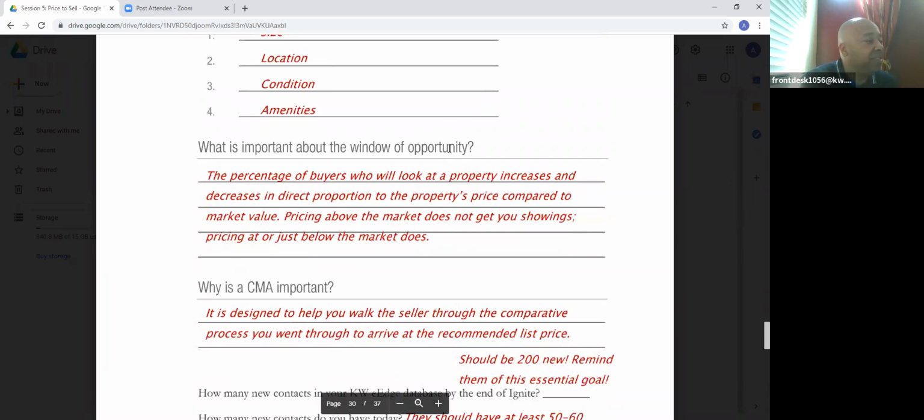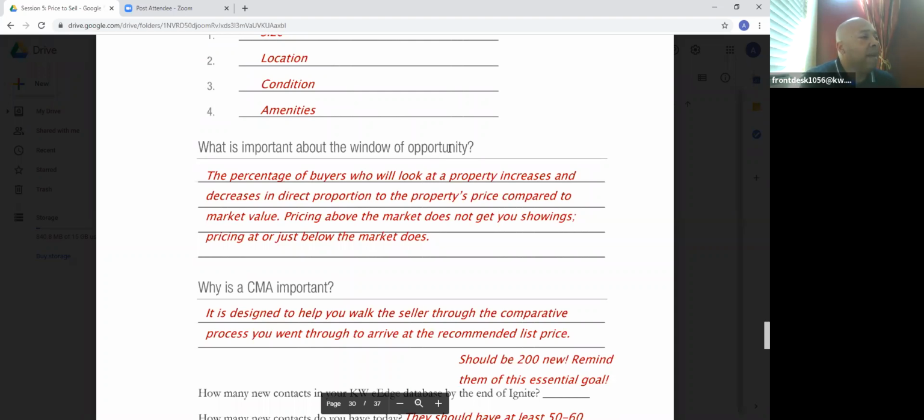So on page 30, it says, what is important about the window of opportunity? The percentage of buyers who will look at a property increases and decreases in direct proportion to the property's price compared to market value. Pricing above the market does not get you showings. Pricing at or just below the market does.